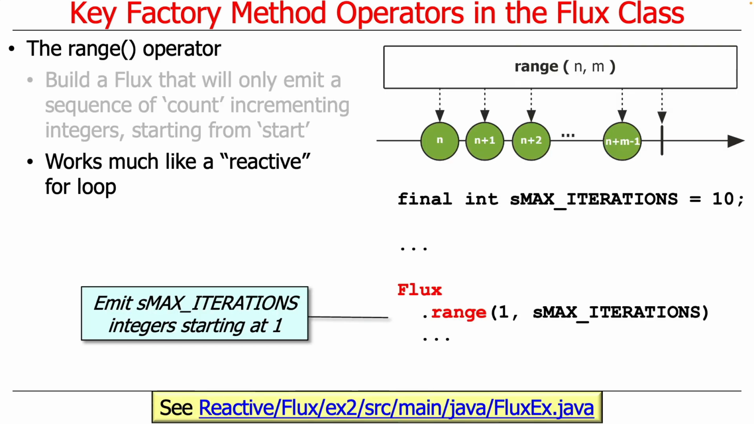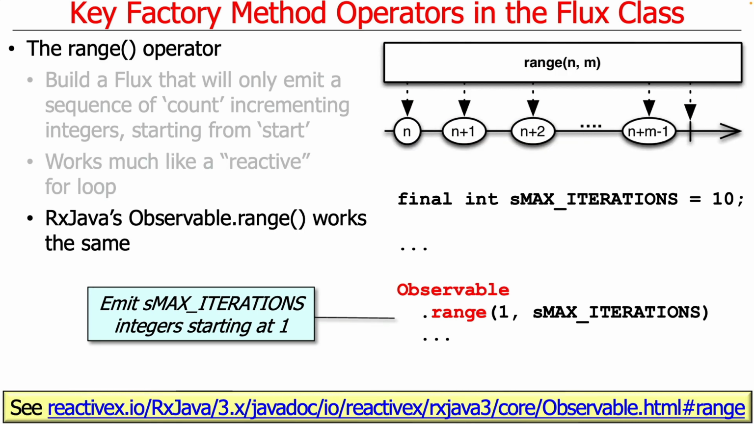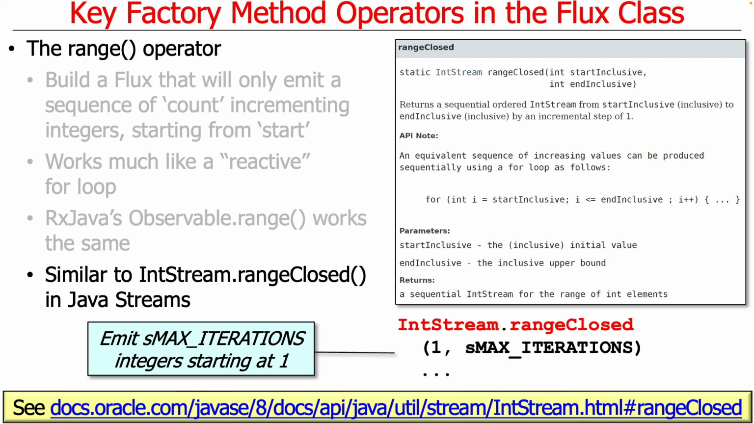So here, as I just said, it's like a reactive for loop. Here we can say flux.range 1 to max iterations, go to town. And then you can do stuff after that. RxJava has an observable range method that works essentially the same way. Not too interesting. And these are both very similar to the stream rangeClosed method. There's an IntStream that can generate these, a DoubleStream that'll generate doubles, and a LongStream that'll generate longs in much the same way, same basic idea.